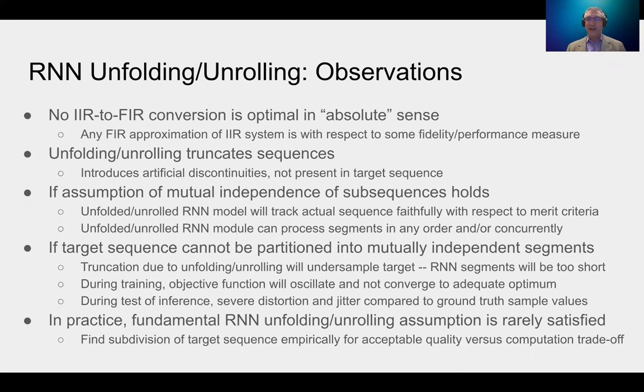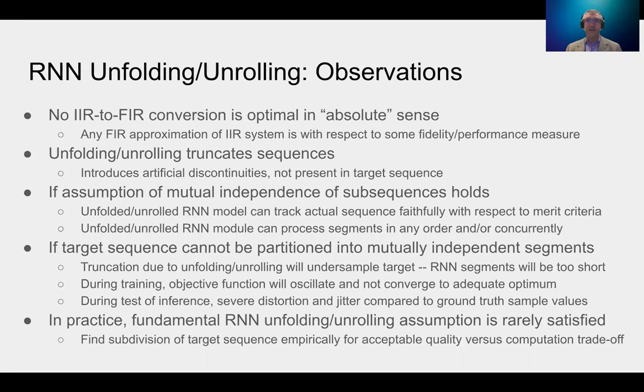In general, any infinite impulse response to finite impulse response sequence conversion is but an approximation with respect to some quality metric. It is not optimal in the absolute. The RNN unfolding procedure in particular truncates sequences, thereby introducing artificial discontinuities not present in the target sequence.